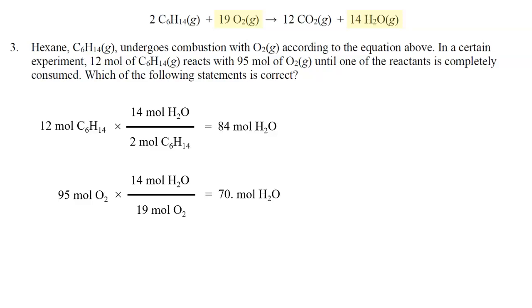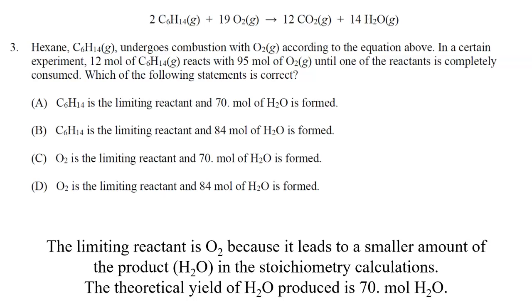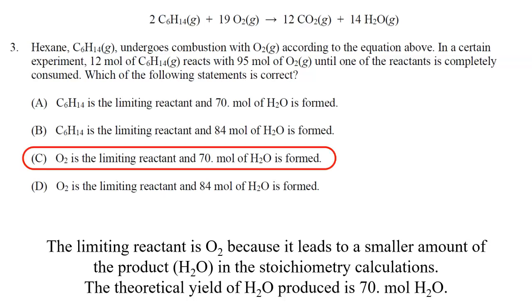I can see that 70 is less than 84. So this tells me that the limiting reactant in this problem is O2 because it leads to a smaller amount of the product, H2O, in the stoichiometry calculations. And the theoretical yield of H2O produced is 70 moles of H2O. So the correct answer to question 3 is choice C. O2 is the limiting reactant and 70 moles of H2O is formed.